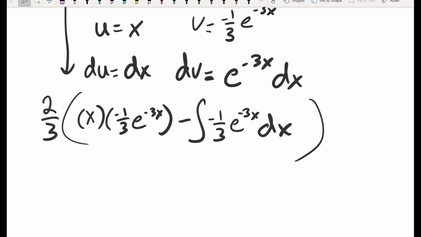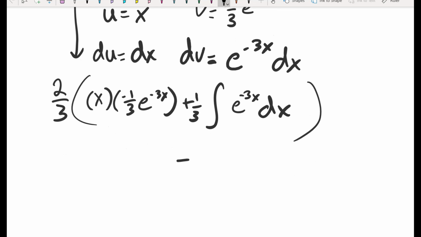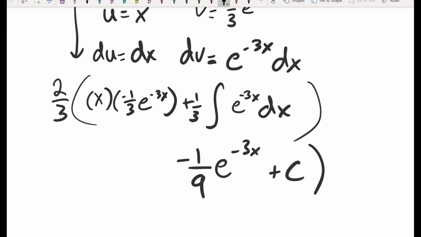All right, well, the question you should ask yourself is, do I know how to work with this integral now? Well, one thing I could do is I could pull out that negative 1/3 to make it a positive 1/3 on the outside. And I know what the antiderivative of e to the negative 3x is. We've already done that twice. Right, that's just going to be negative 1/3 e to the negative 3x. So when I multiply those constants, I could just make that negative 1/9 e to the negative 3x plus c. And remember, there's still this x times negative 1/3 e to the negative 3x.